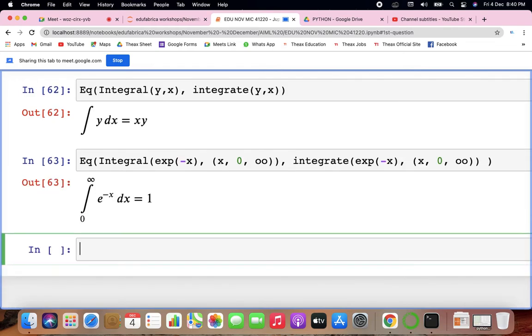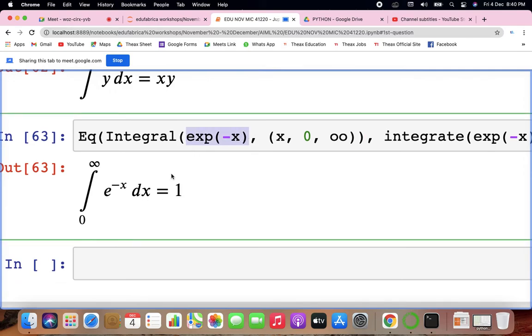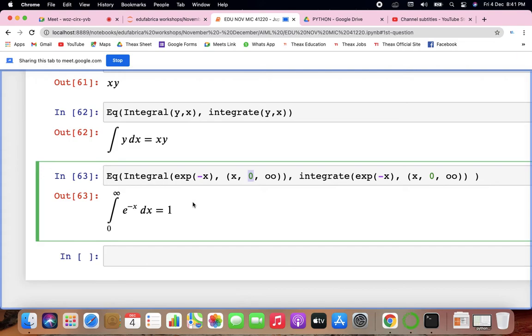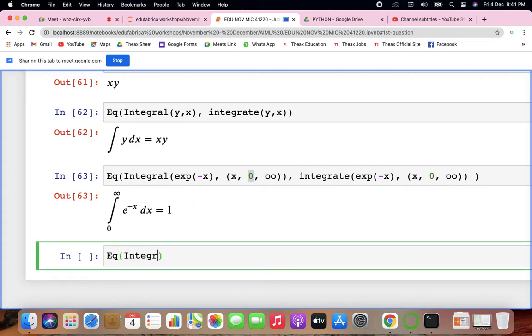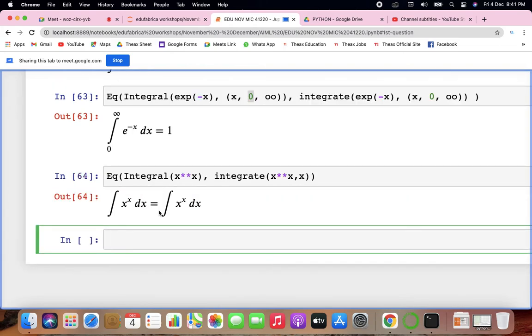So the integral of this, you see, exp of negative x, that is e raised to the power of minus x with respect to x, with lower limit 0 and upper limit infinity, is equal to 1. Right? Very simple. If I say the equation of the integral of x to the power of x, you don't have to write with respect to x every time, it automatically detects. If you want to write it, you can. The integral of x to the power of x equals the integration of x to the power of x. I'm not making any changes there. So things can be done like this.